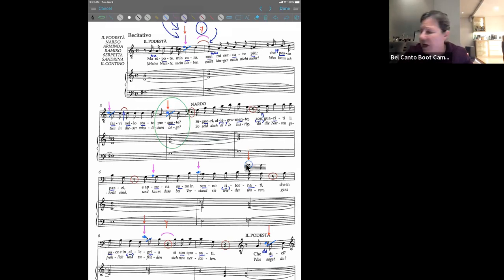can you hear this piano? Maybe I need to turn it up a little. Somebody tell me, can you hear it? Great, thank you so much for being so on the ball.